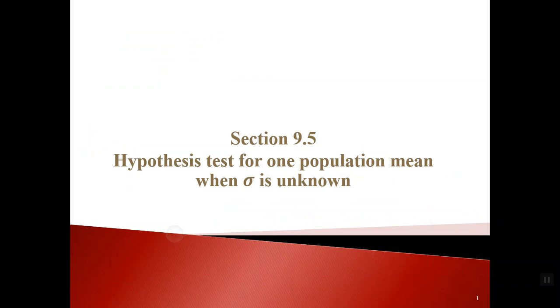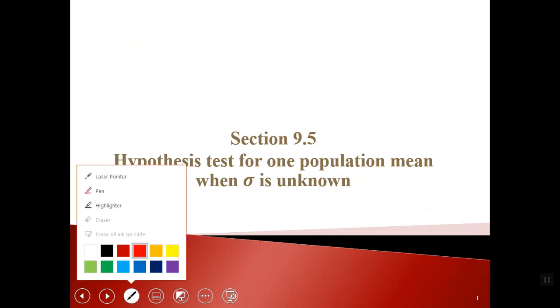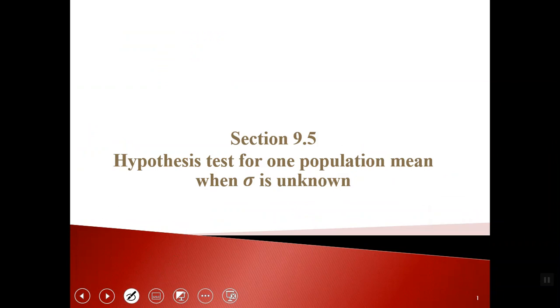So, today we have to do section 9.5, which is hypothesis test for one population mean when sigma is unknown. This is really important. From section 9.1 to 9.4, we discussed the hypothesis test when sigma is known. So in this case sigma is unknown.